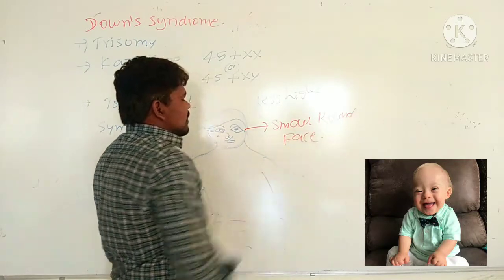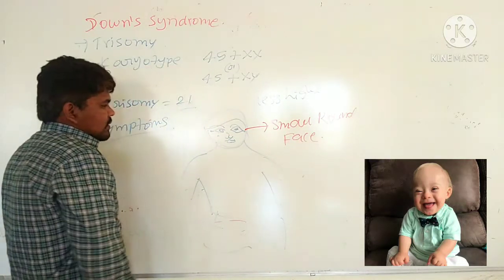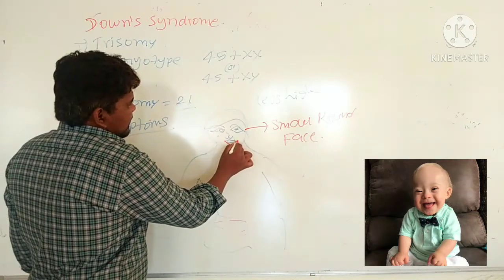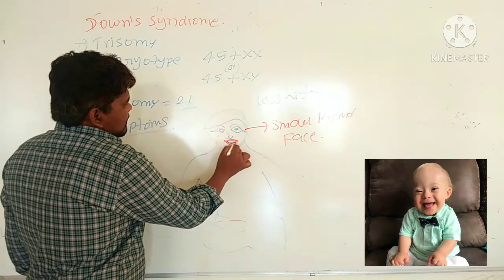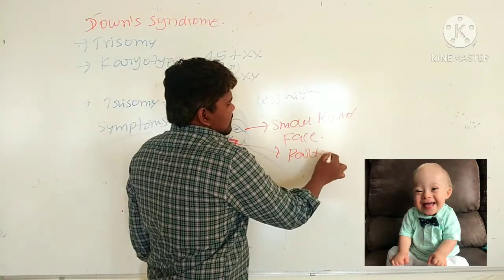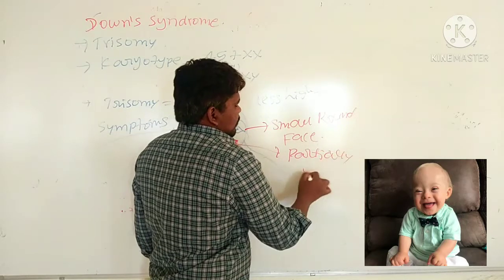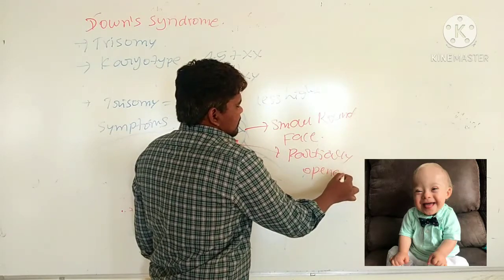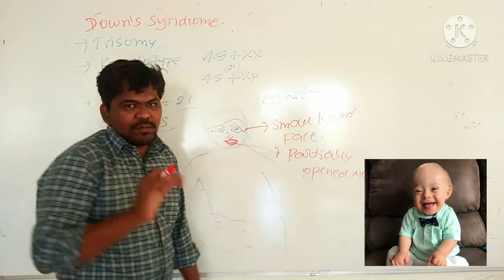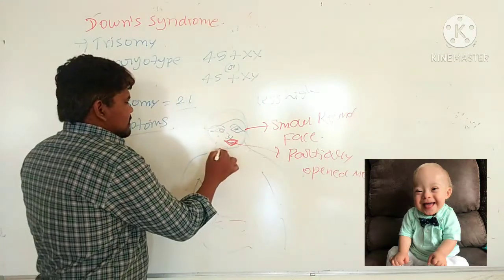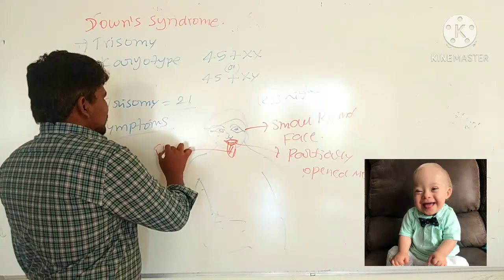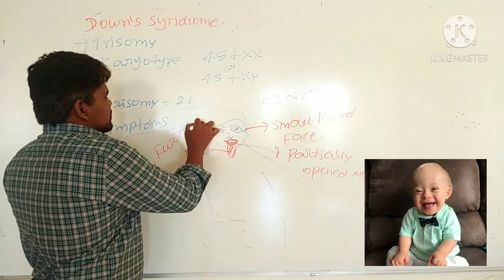The face is small and round. We can observe the small round face. Then they have a partially opened mouth, or we can see they open their mouth partially. Then furrowed tongue. If you observe the tongue, we can see furrowed tongue, furrows on the tongue.